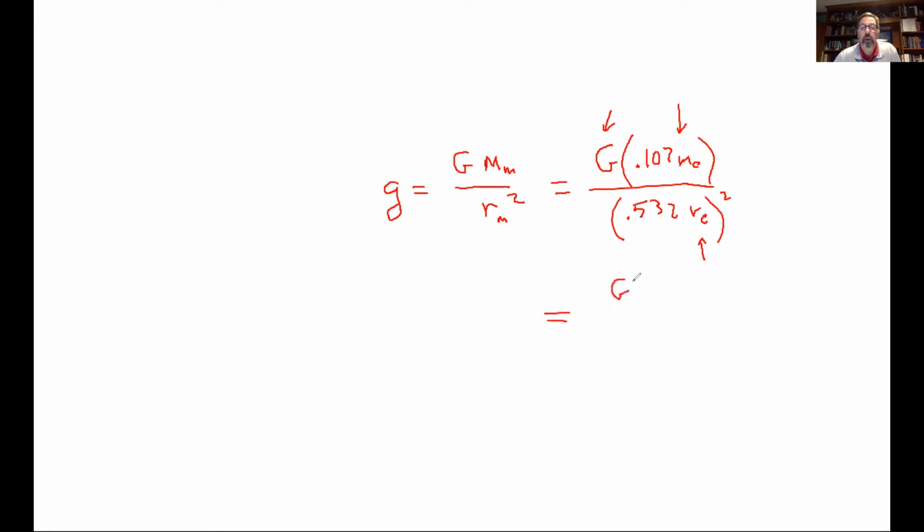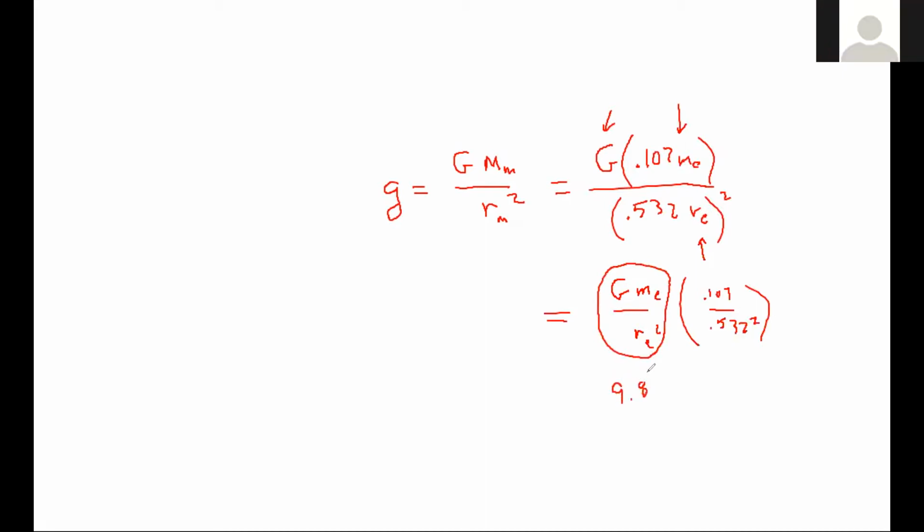G, mass of the Earth, radius of the Earth squared, times all those numbers right there. That's 0.107 and 0.532 squared. Those can come out. What's this? Isn't that just 9.8? Make sense? It's kind of clever, isn't it?